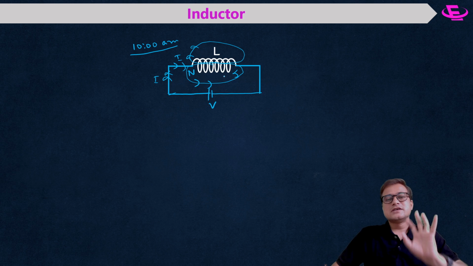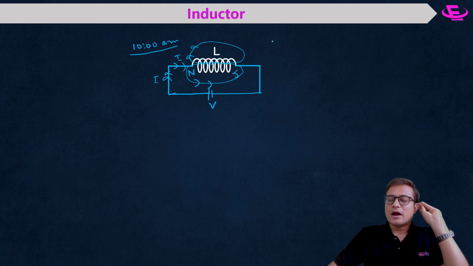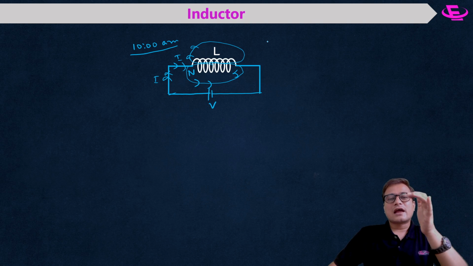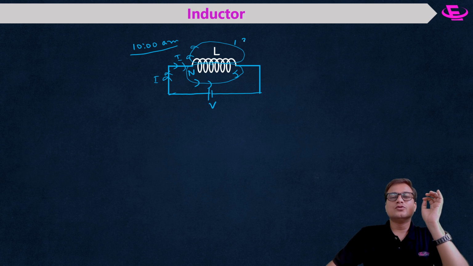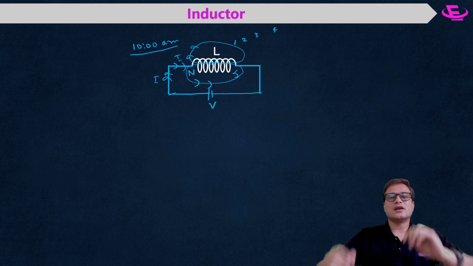So what happens? The development of magnetic field lines is not an instantaneous process. It is a gradual process. So at 10 am, magnetic field lines are 0, so it won't accept any current. Current will also be 0. Now gradually magnetic field lines are increasing. Suppose 1, 2, 3, 4, like this the number of field lines is increasing, and hence it will start taking the current accordingly.